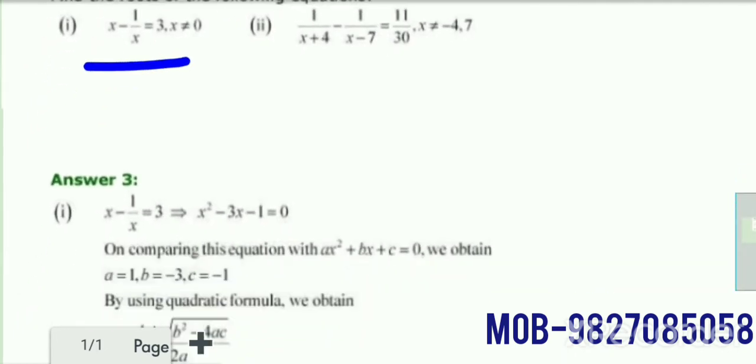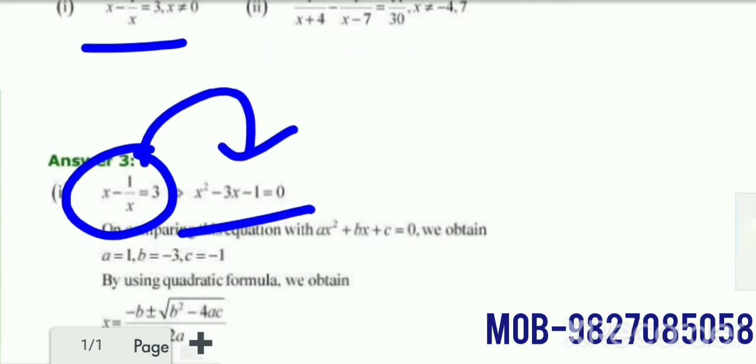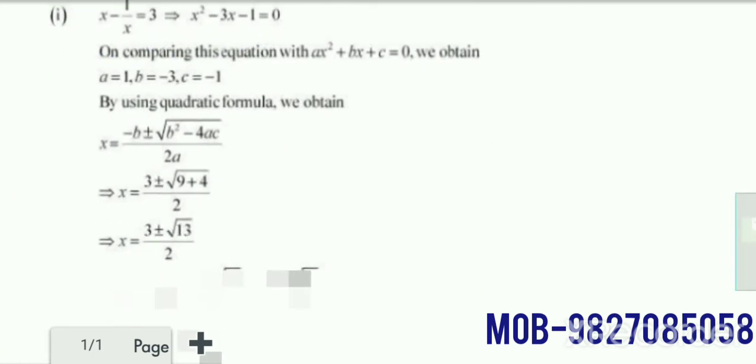We have to find their roots. We can use factorization method, either we can use quadratic method. Okay. So firstly we are making this given equation into a quadratic equation. After that comparing and using quadratic formula, then we get easily the value of x. Okay. Same as question number 2.